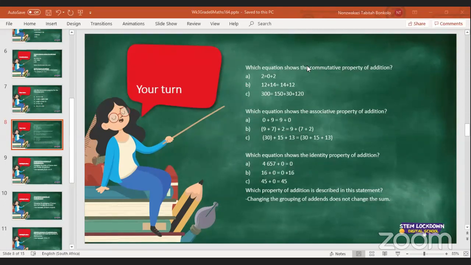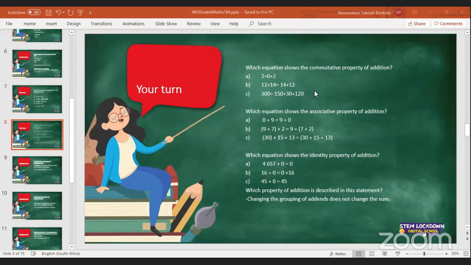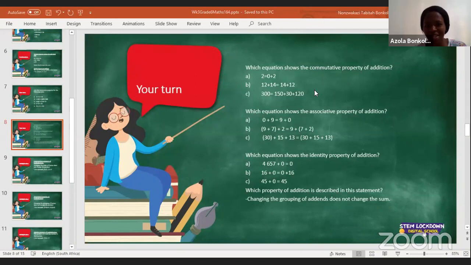Ma'am, it's B. What's your answer, Olotu? Sorry. And the answer, ma'am, is B. The answer is B. That's correct.